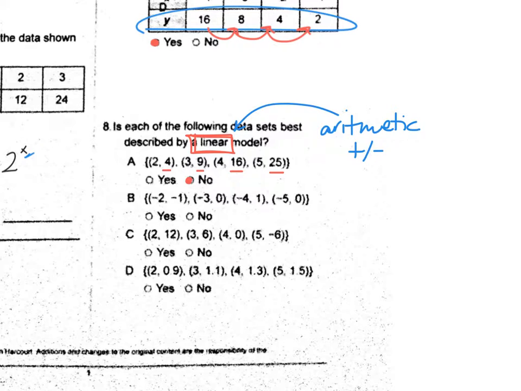B, it looks like this is plus 1, oh, minus 1, so that's also a no. C, this is minus 6, minus 6, minus 6, that's a yes. That is subtracting the same thing every time. And then the last one, that's plus 0.2, plus 0.2, plus 0.2 between these y values right here. So that is going to be a yes as well.